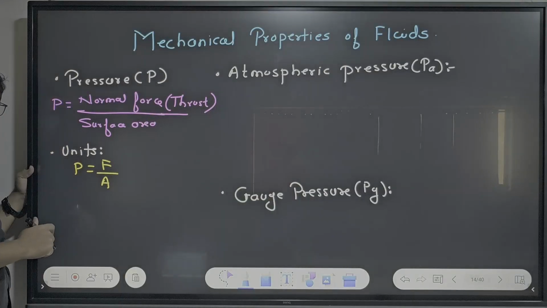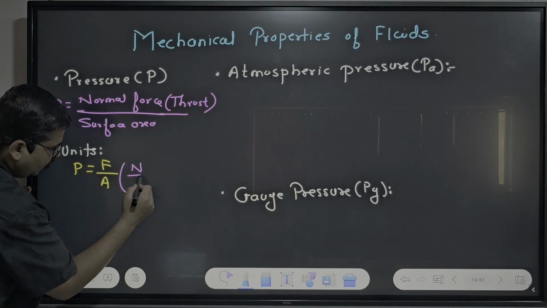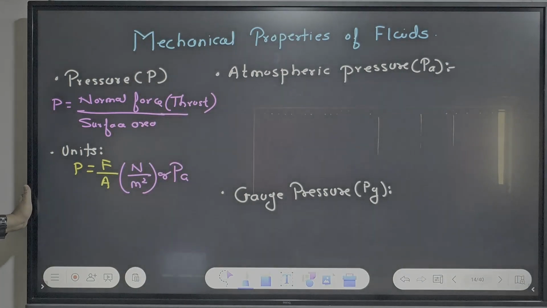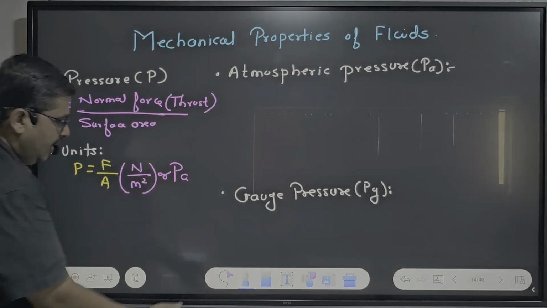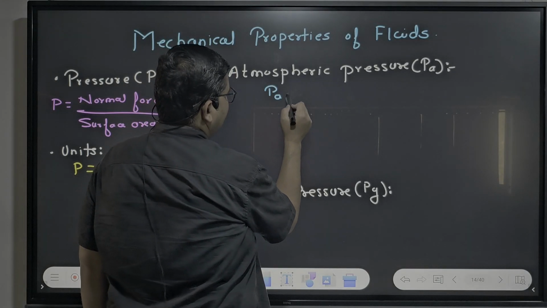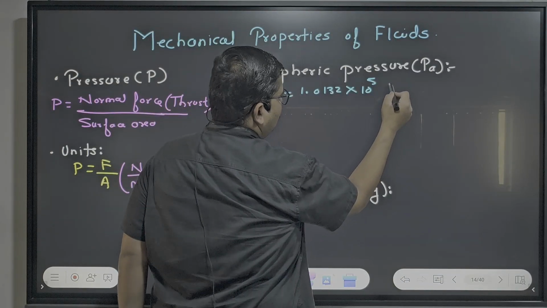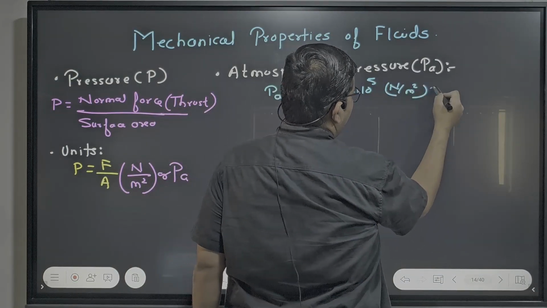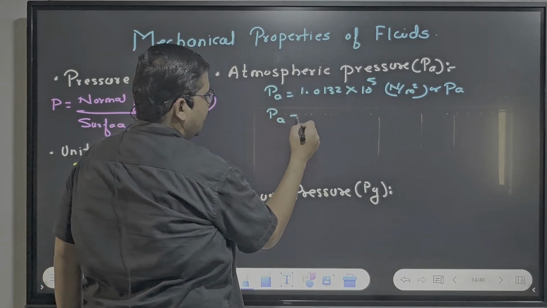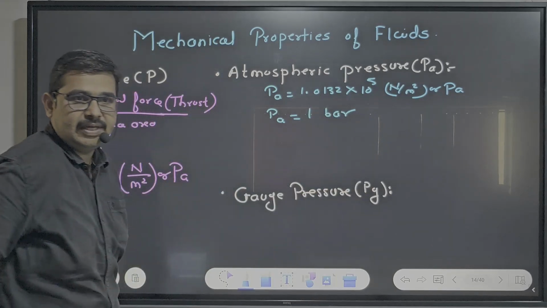Now units. Force का unit Newton, area का unit meter square, so Newton per meter square. It is also called the Pascal. Okay. Now atmospheric pressure, different units. What is the value? 1.0132 into 10 raised to 5 Newton per meter square or Pascal. So this 10 raised to 5 is called the bar. So we can say that atmospheric pressure is approximately 1 bar.